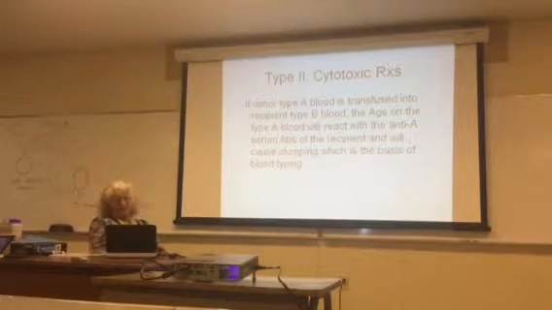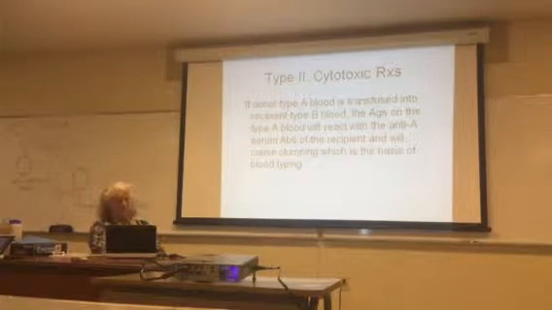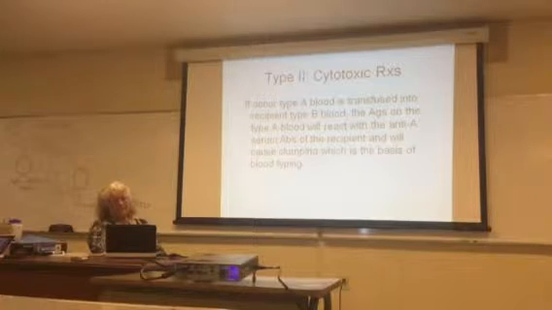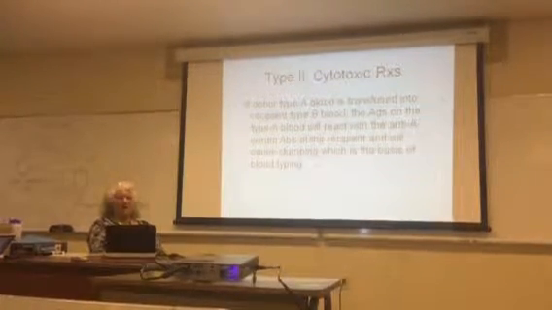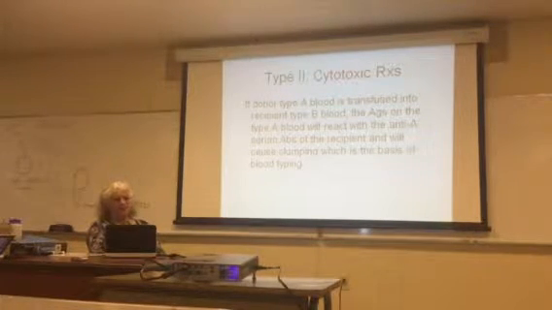So if a donor type A blood is transfused into a recipient type B blood, the antigens on the type A blood will react with the anti-A serum antibodies of the recipient. And then it will cause clumping, which is the basis of blood typing.